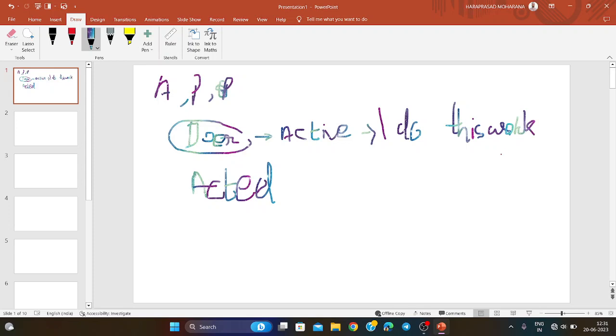Sorry about my handwriting because I am writing with my mouse. In some days I will buy a pen tab and it will be easier for you to understand. Okay. I do this work. If I say it in passive, what will it become? I'll go into detail about how I change this into passive, but for now I will take this example.